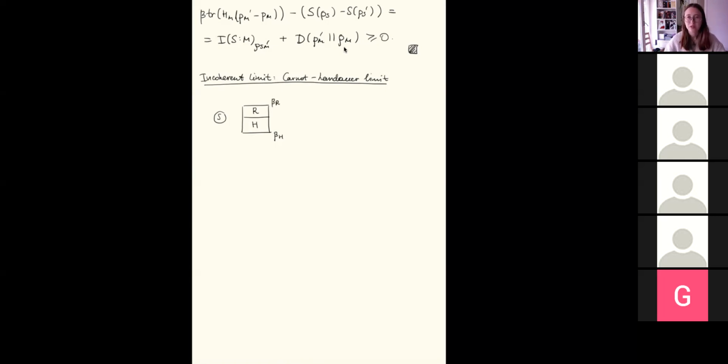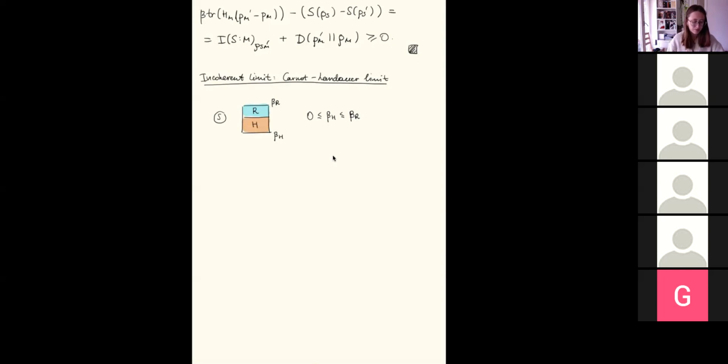And since they're connected to these baths, of course, the initial states of both R and H are thermal with respect to their individual Hamiltonians. And so all these temperatures are positive, and the temperature of the hot bath is bigger than the temperature of the cold bath, which is for inverse temperatures the other way around. So let me maybe just highlight that they're hot and cold. So this is the cold one. And this is the hot one.